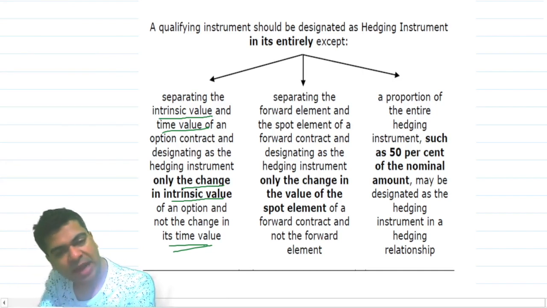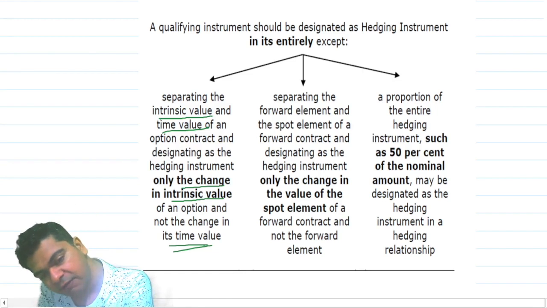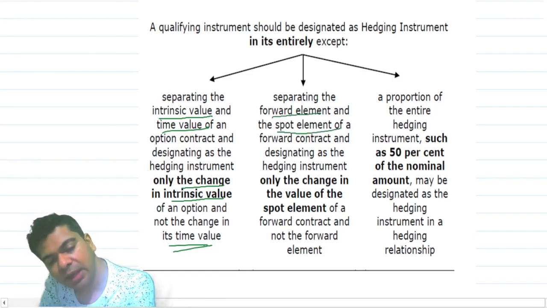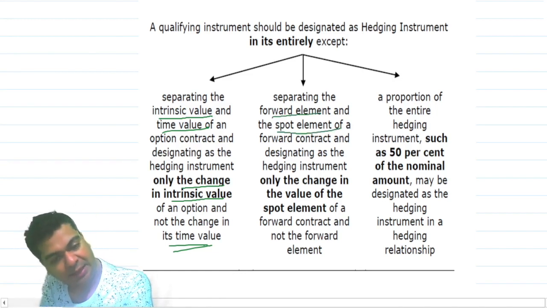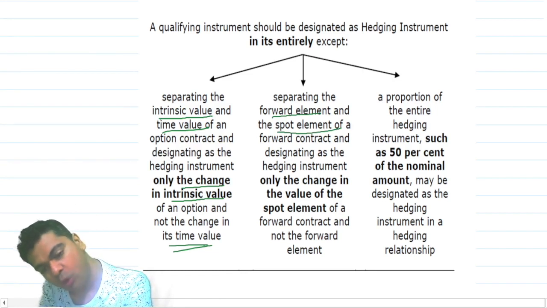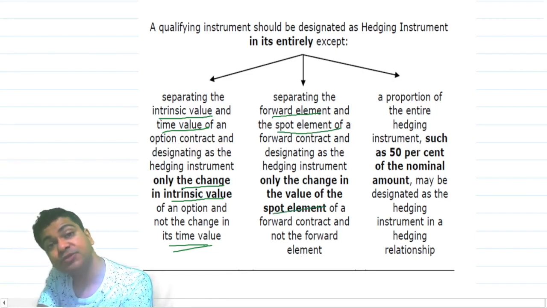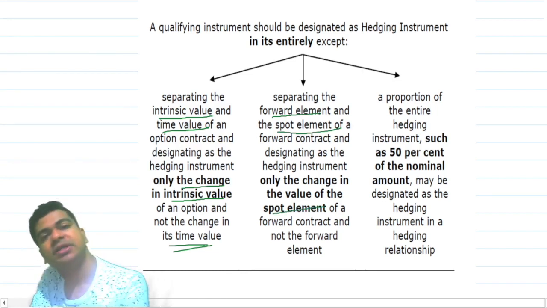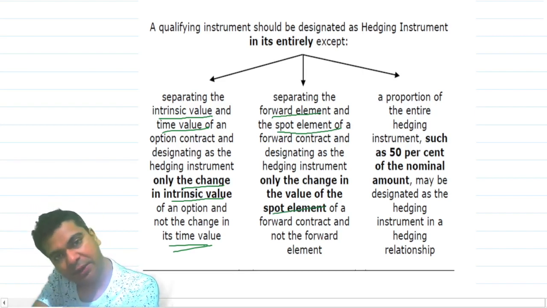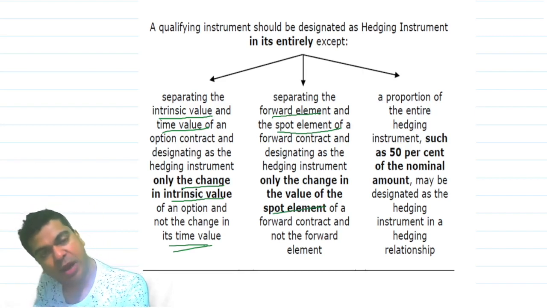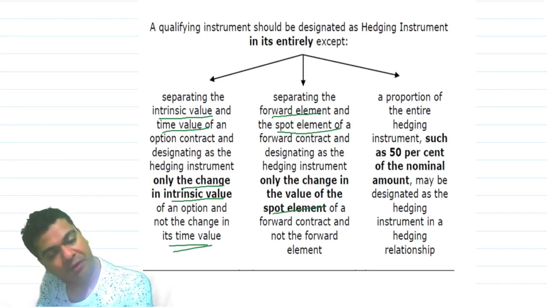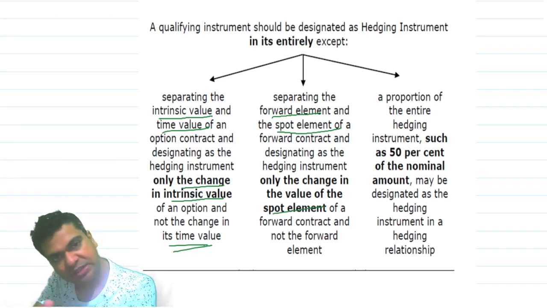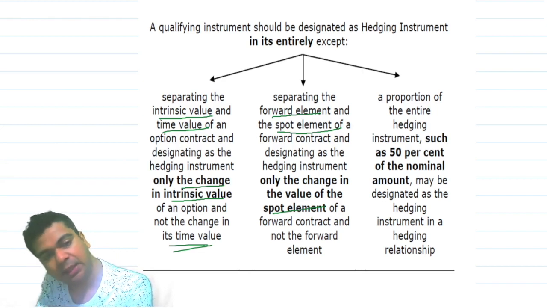Very similar to that, we can separate the forward element and the spot element of a forward contract and designate as the hedging instrument only the change in the value of the spot element. So just as earlier we were saying that only intrinsic value will be considered, if you are entering into a forward exchange contract, you can decide that only the spot element, the changes in the spot element, will be considered.